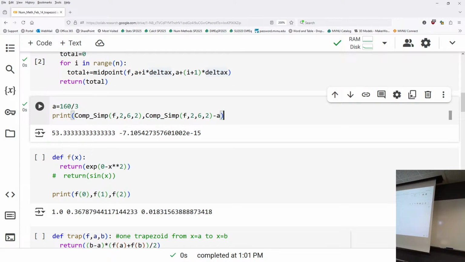Yeah, composite Simpson's rule. Oh, it makes sense. I don't even know why I've had you do this one. It's because I wasn't looking closely enough at the functions. This is a quadratic function, so Simpson's rule is going to do exactly. It's going to give you an exact value.